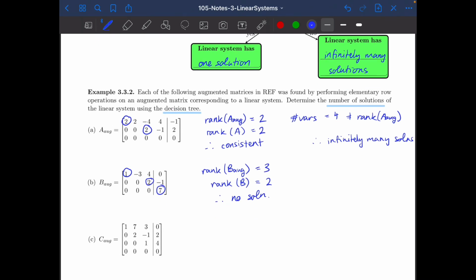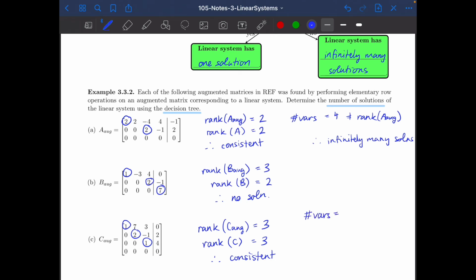Moving on to part C, we want to find the rank of the augmented matrix, which is the number of leading entries in the augmented matrix. So 1, 2, 3. The rank of the augmented matrix is 3. What about the rank of the coefficient matrix? It is also 3. Therefore, we can immediately conclude that the system is consistent. But we still don't know if it has one solution or infinitely many solutions. We need to find the number of variables of the system.